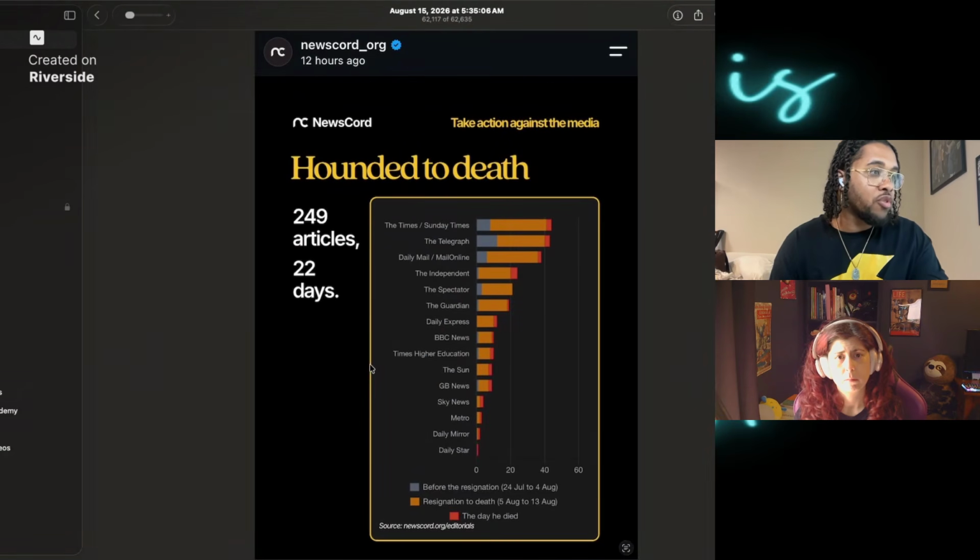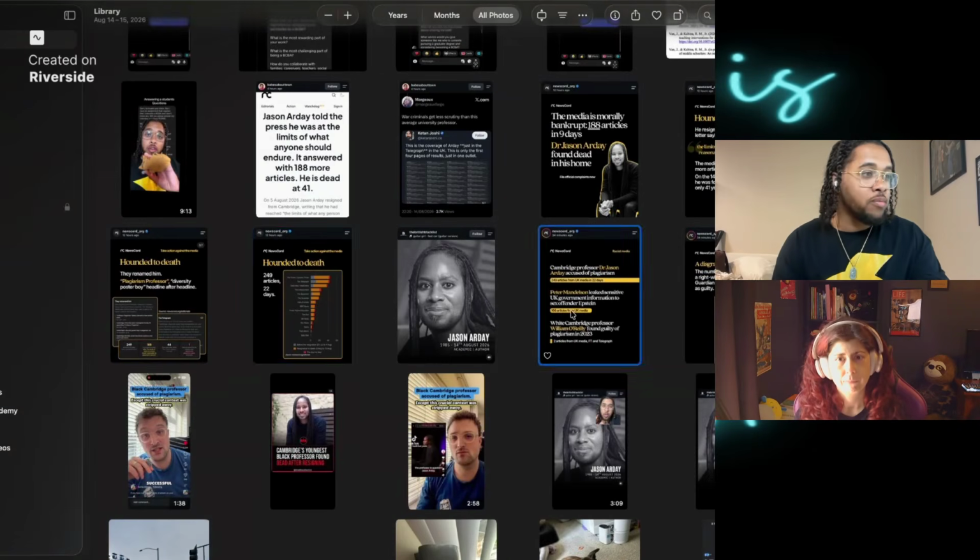So to give some graphical representation of the hounding, this is before the resignation, there was a whole lot of articles. From the resignation to death, these are the amount of articles. And then the day he died, the amount of articles all of these different news outlets sent.